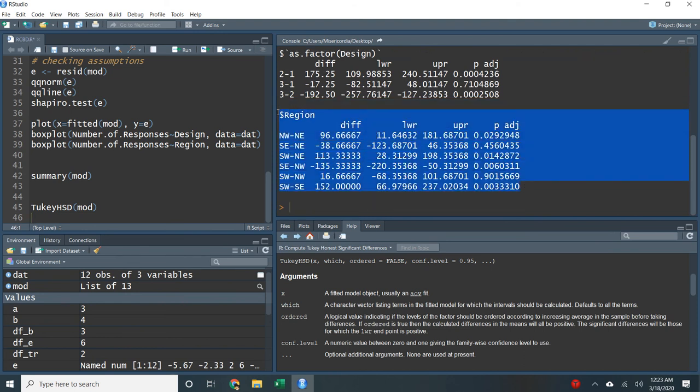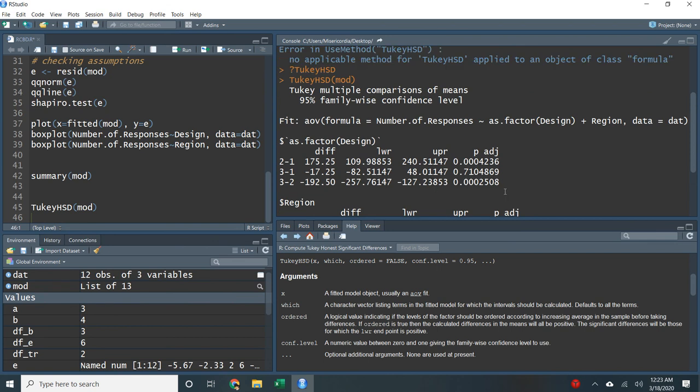Now we're going to ignore this region because, again, we're not studying the region. What we're looking at is the difference in the different designs. So comparing design 2 and design 1, it looks like there is a statistically significant difference between 2 and 1. It looks like design 2 is 175 higher than design 1, and the reasonable range for that difference is between 110 and 240. So if I were presenting this to my boss, I would say there's definitely evidence that 2 and 1 are different.